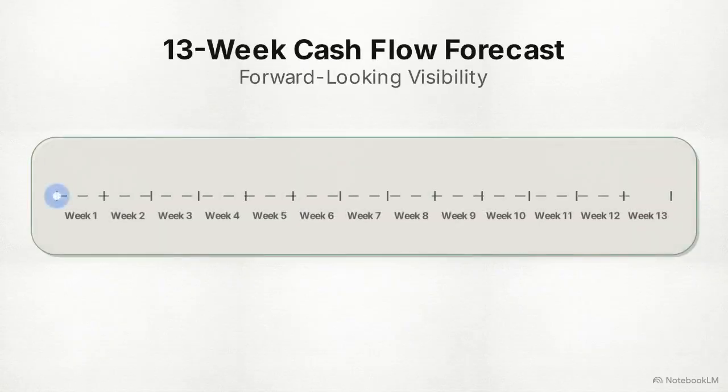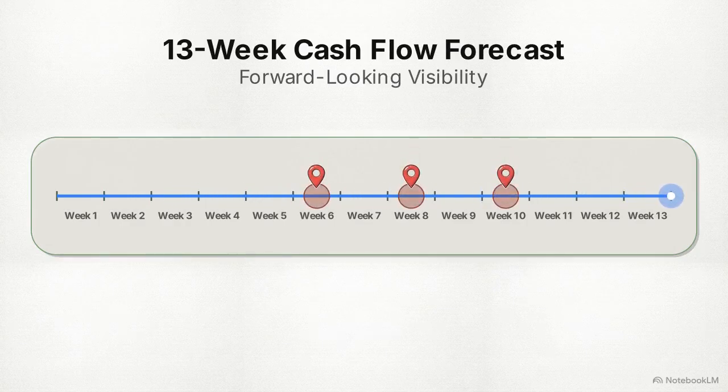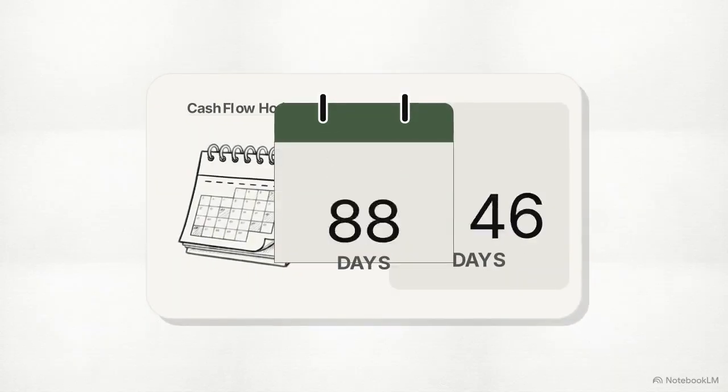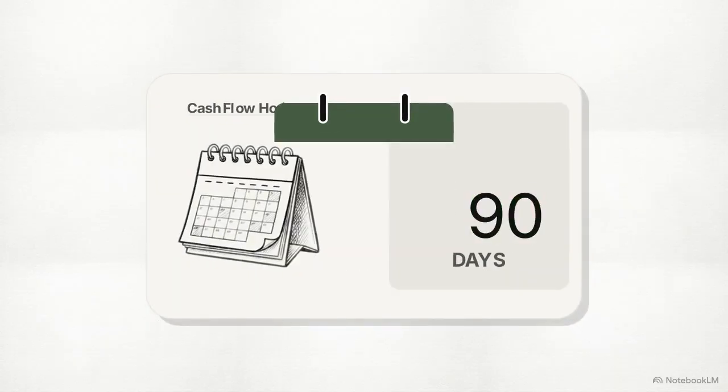The tool that prevents this is a 13-week rolling cash flow forecast. It functions exactly like a GPS for your business checking account. In the next 6 minutes, we are going to build this forecast step by step in a spreadsheet, so you can map your exact cash position 90 days into the future.